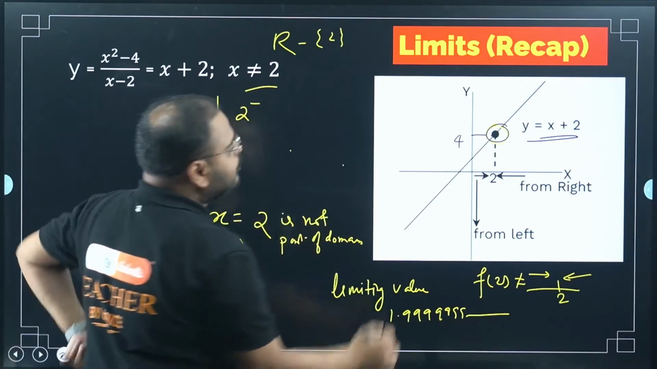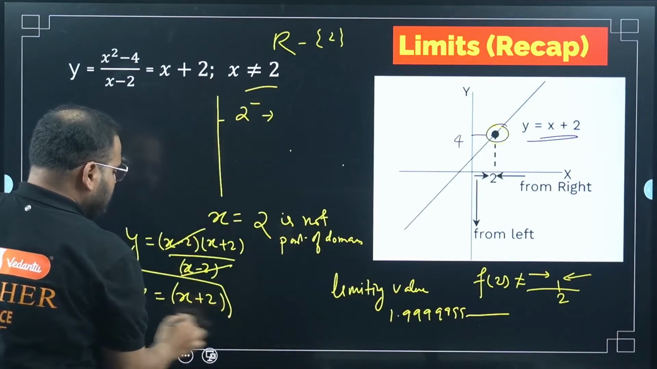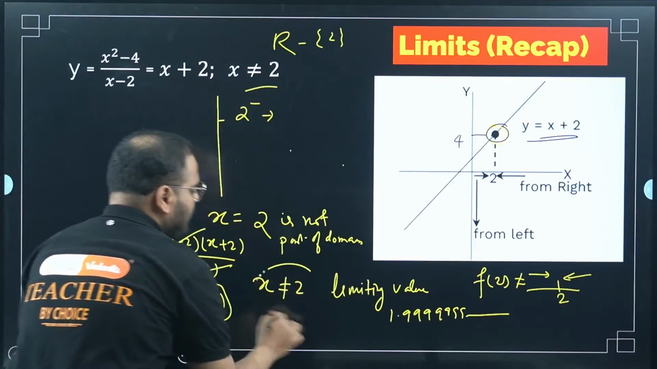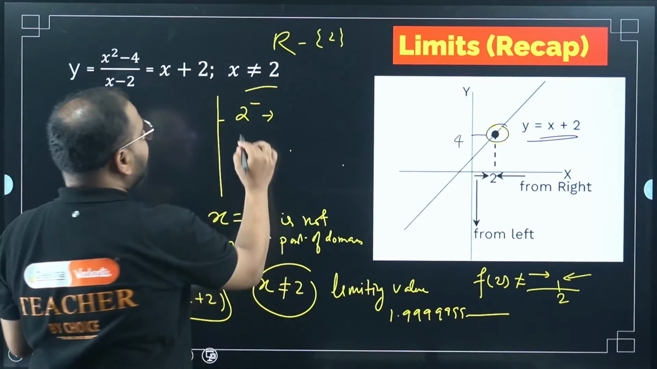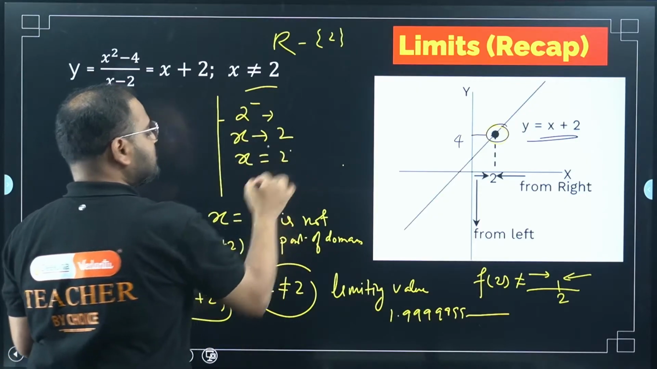Okay, so if I do that, what is my function now? The function has transformed into y equals x plus 2. How come, sir? Because I have taken the case that x is not equal to 2. And when I am saying that x is going to 2, does it mean x is equal to 2? No, sir, it does not mean that.